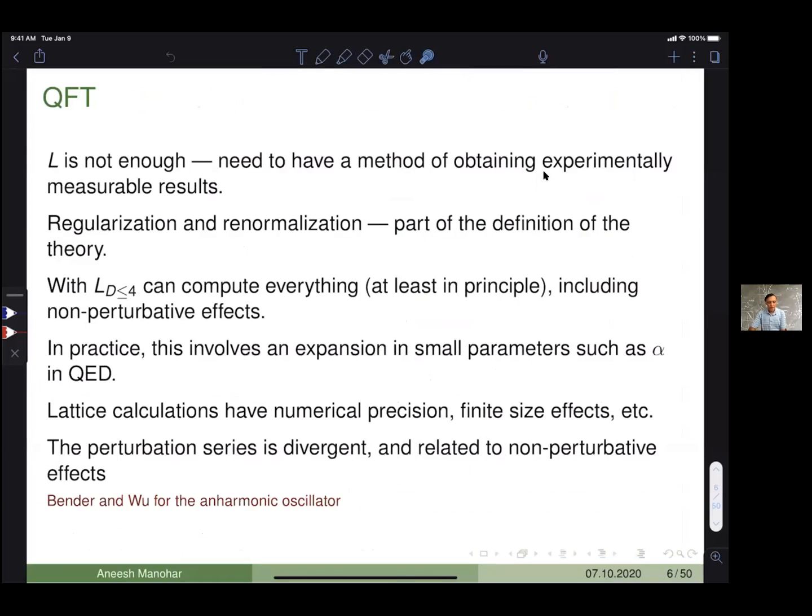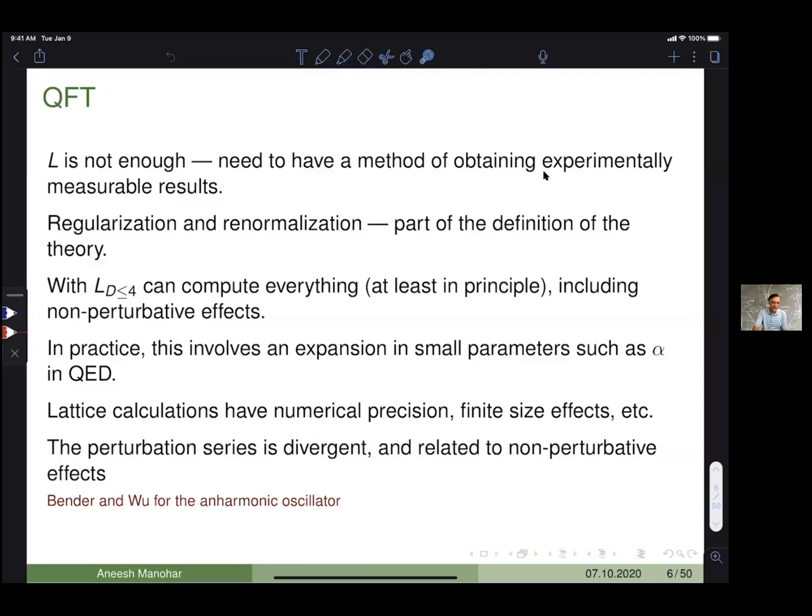So just giving the Lagrangian is not good enough, because if you start calculating, you get infinities. And so regularization and renormalization are part of the definition of the theory. You just have to consider that as like a footnote or a subscript on the Lagrangian, which tells you how to calculate.